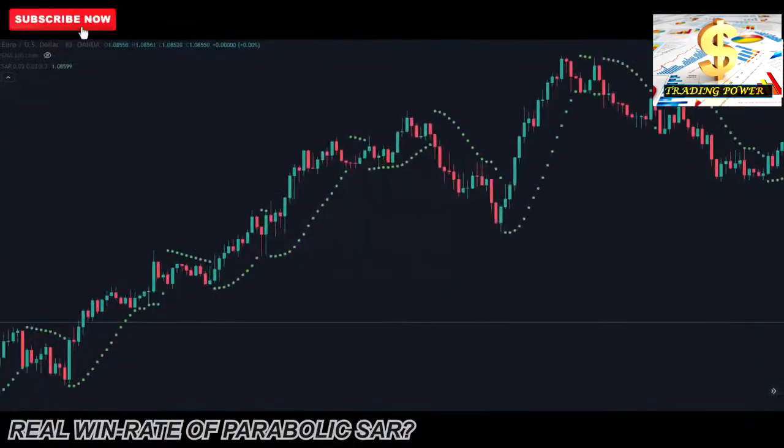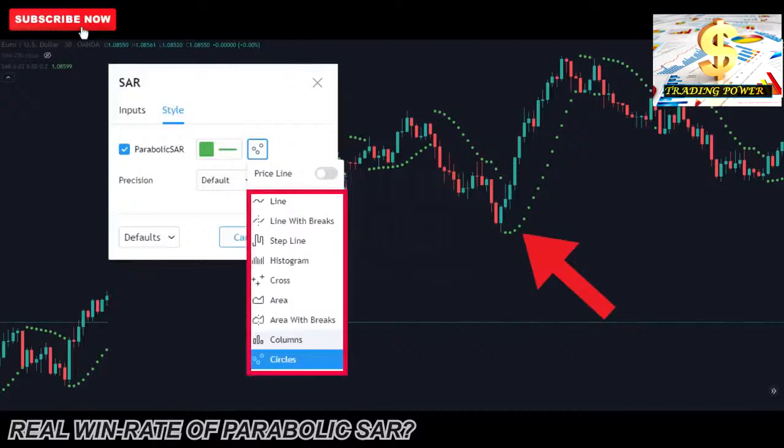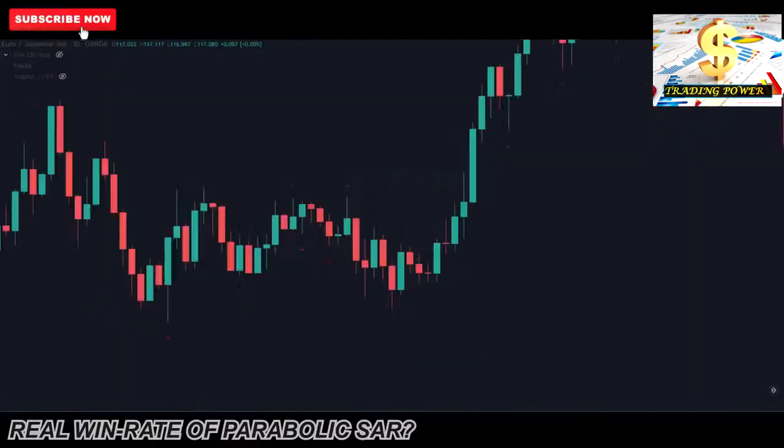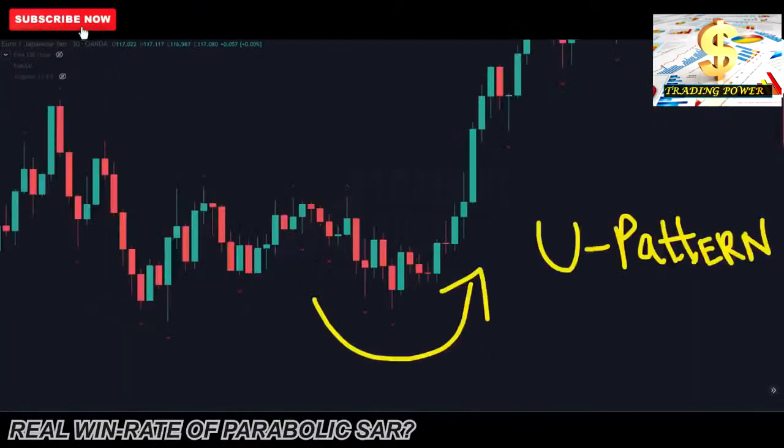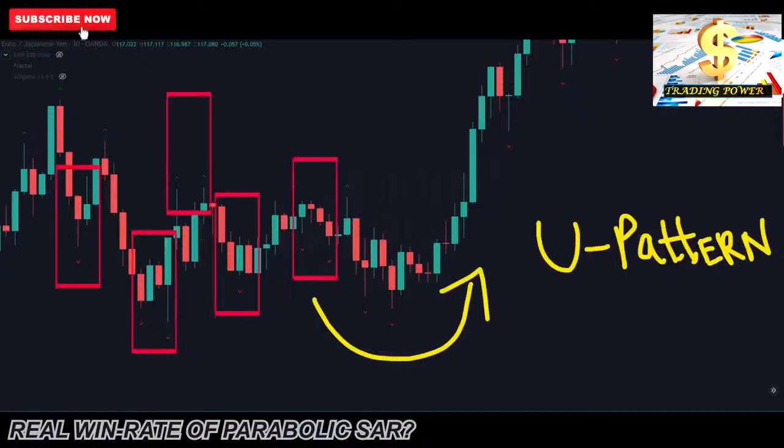On TradingView, this is what the parabolic SAR indicator looks like. Once you add it on your chart, you will see some dots above and below the candles. If you have never heard about this parabolic SAR indicator, check out my previous video where I explain this indicator in detail. In my fractal video, I talked about how fractal works on a simple U pattern and why it gives a lot of false signals.